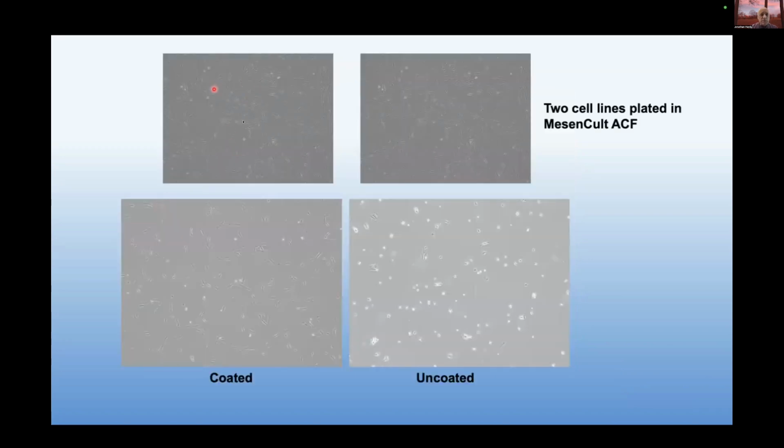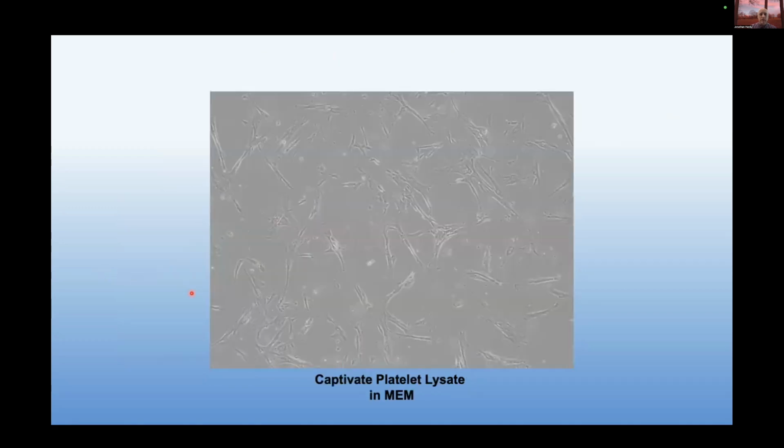So we just plated them out on the mesenchymal medium here and they look very nice. We tried coating and uncoating the substrate, the flask. The coating really helped a lot for them when we split them. And so we've been looking at a bunch of different growth properties in these. And here's the Captivate platelet lysate in MEM. They grew really nicely in that medium.